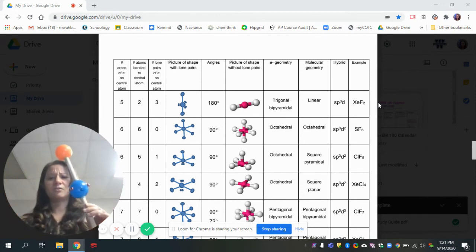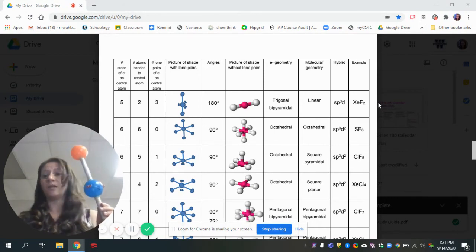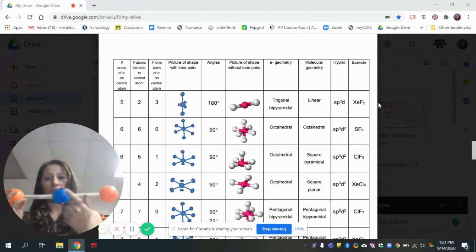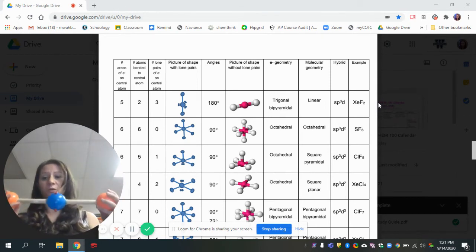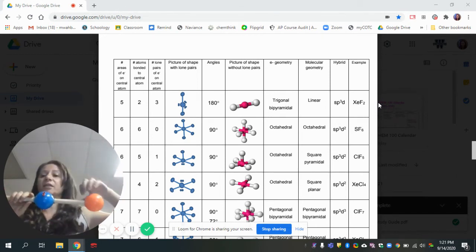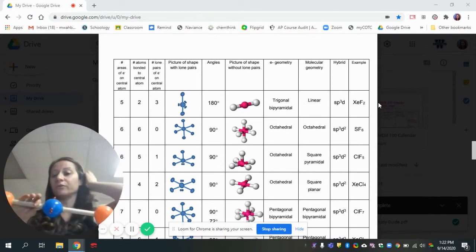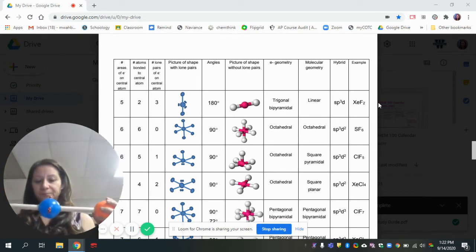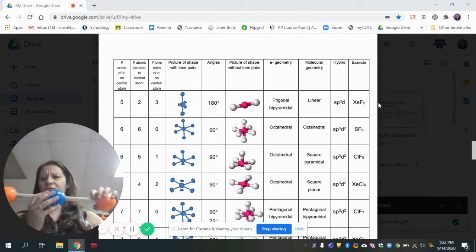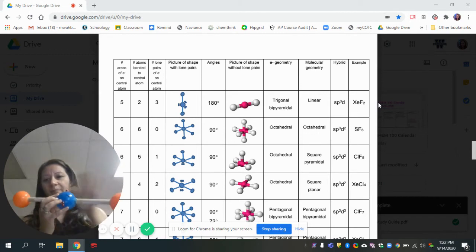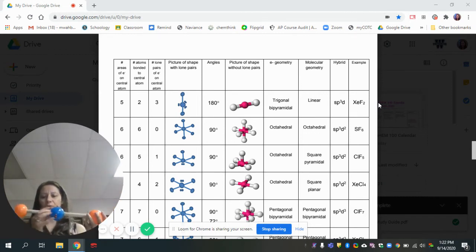And so a lot of students think, oh, I have a lone pair, it's going to be asymmetrical. That's not always true. You can see here, the shape is symmetrical even though it has lone pairs. So it has nothing to do with the lone pairs. What it has to do with is the electronegativity of the different atoms and how much they're pulling each other and whether they're canceling each other out or not. Now, if this was fluorine and this was chlorine, for example, then yes, it would be polar. But if they were both the same, then it would not be polar.